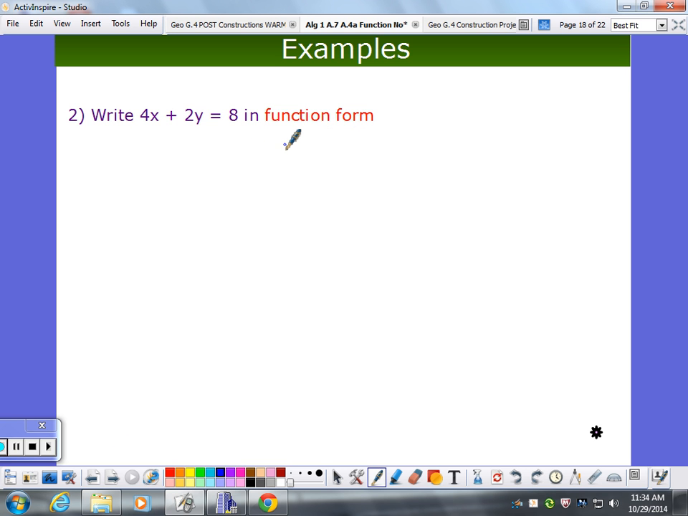All right, put this in function form. What does that mean? Solve for y. I want y equal when I'm done. I'm underlining that, so don't move this. Who gets moved? Let's do it. Subtract 4x.